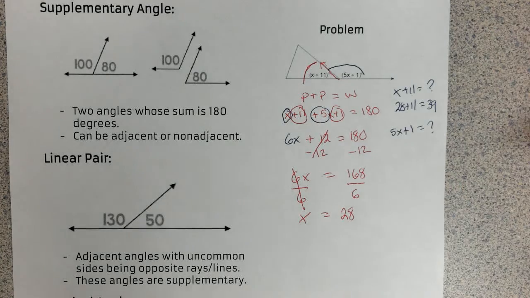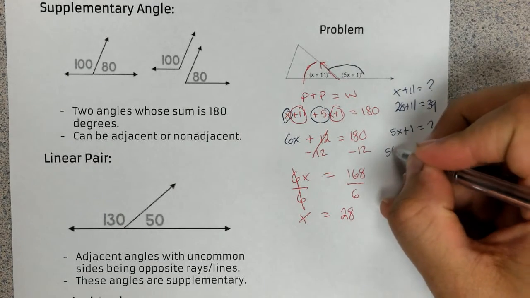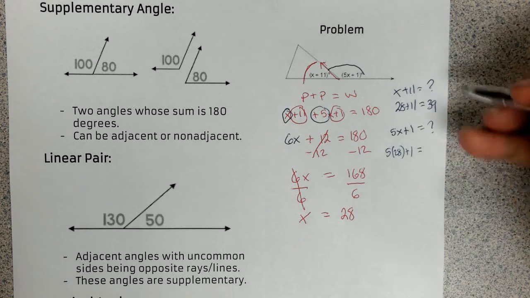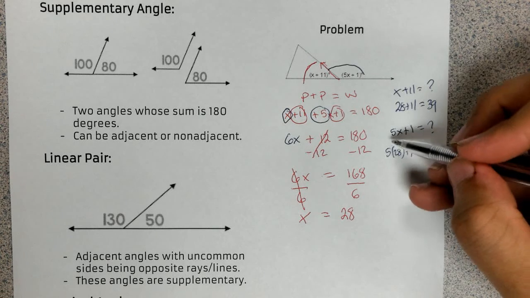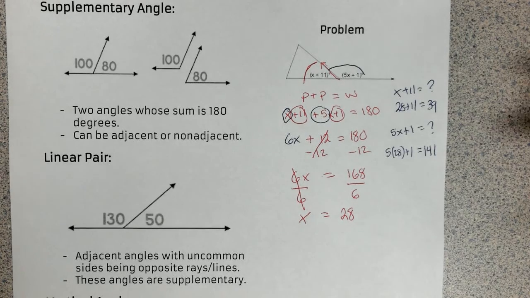We know that these have to add up to 180, so we can say that 5 times 28 plus 1 is going to equal 141. Because this is 0, carry the 4, 10, 40, plus 1, 141. So it checks out, and there are my two angles as well. And that is how you use linear pairs and supplementary angles to solve a problem.